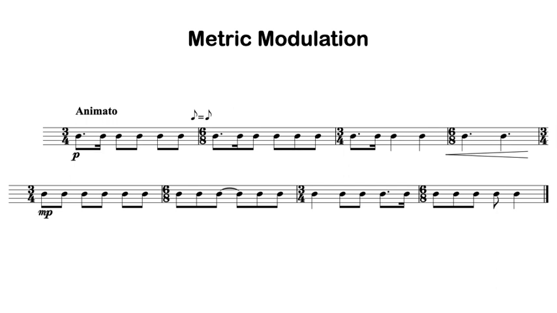1, 2, 1, 2, 1, 2, 3, 1, 2, 3. I modulated from a 3/4 to a slower 6/8 by keeping the division of the beat constant. So for the purposes of just learning how to do this, we're probably going to keep our relationships fairly simple.